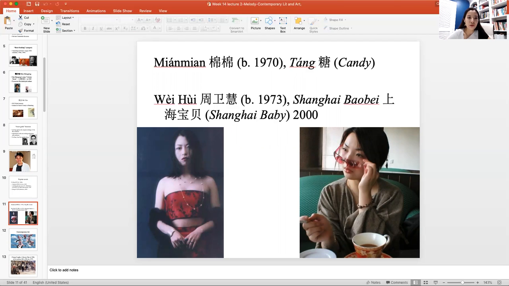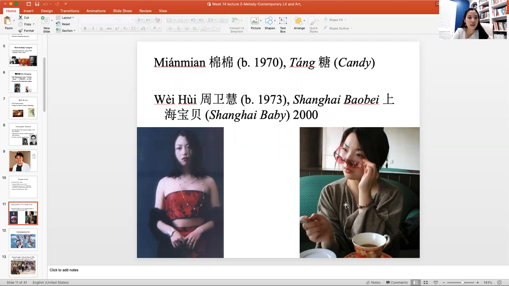The initial group of beauty writers have made a large impact on other aspiring female writers eager to explore and expose their sensuality and sexuality. On the left here, you see Mian Mian, born in 1970. Candy, 糖, is about young women's pursuit of the material world with sex central, all valued in quantity, narcissistic as she talks to her body parts in the mirror.